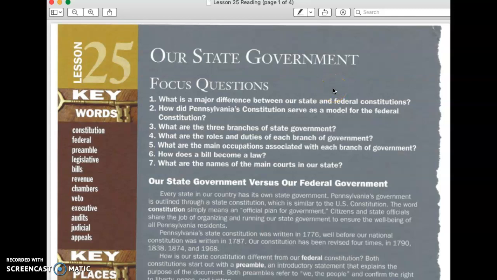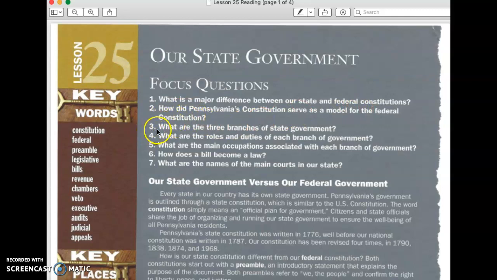This is Chapter 6, Understanding Our Government, Lesson 25, Our State Government. The focus questions for this session are: 1. What is a major difference between our state and federal constitutions? 2. How did Pennsylvania's Constitution serve as a model for the federal Constitution?